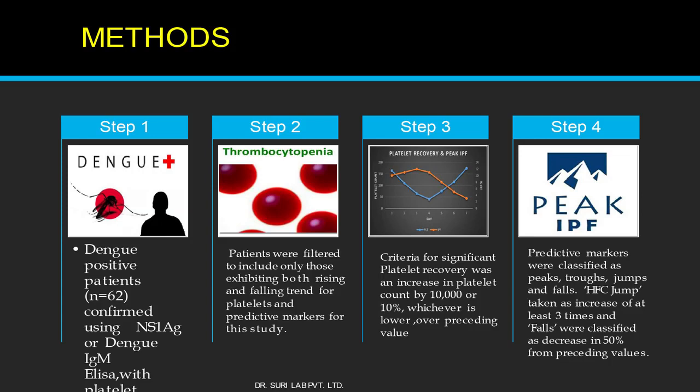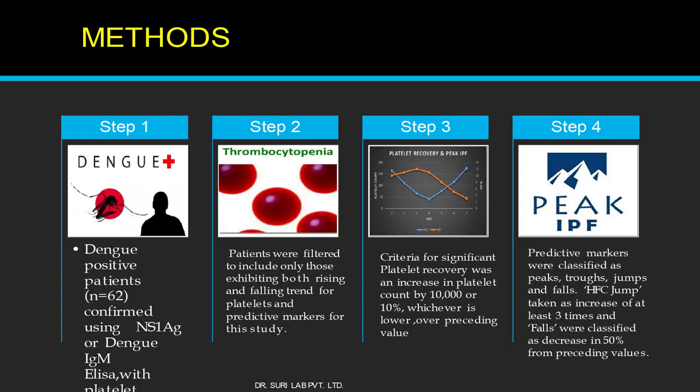Patients were further filtered to include only those exhibiting both rising and falling trends of platelet and predictive markers of the study. So we wanted to establish either the peak values or the nadir points for each one of these parameters. And the criteria for significant platelet recovery was an increase in platelet count by 10,000 or 10%, whichever is lower, over the preceding value. And we classified these markers into peaks, troughs, and also into jumps and falls.